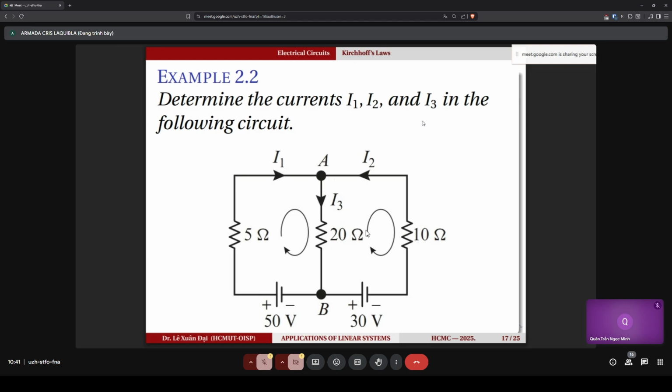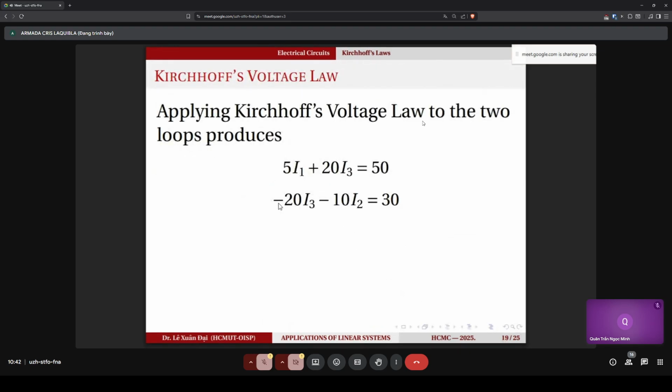Look at this one. It goes here. This is clockwise, correct? And the direction of the current here is counterclockwise. So they have opposite directions. So what to do? Make them negative. So we have here negative 10 times I2 and then 20 times I3 is equal to 30 volts. So you have here negative 20 I3 minus 10 I2 is equal to 30 volts.